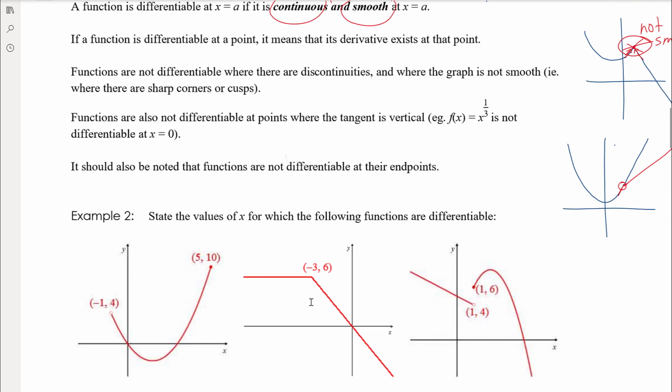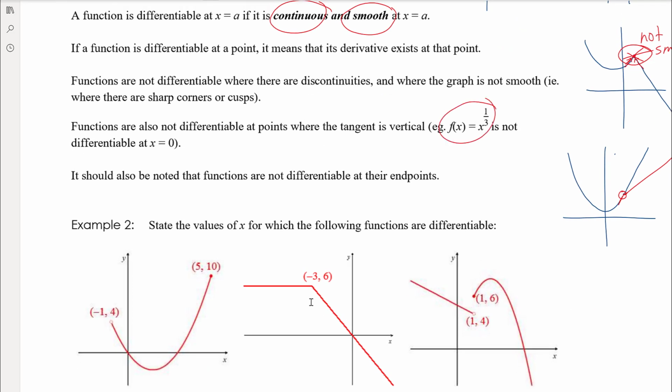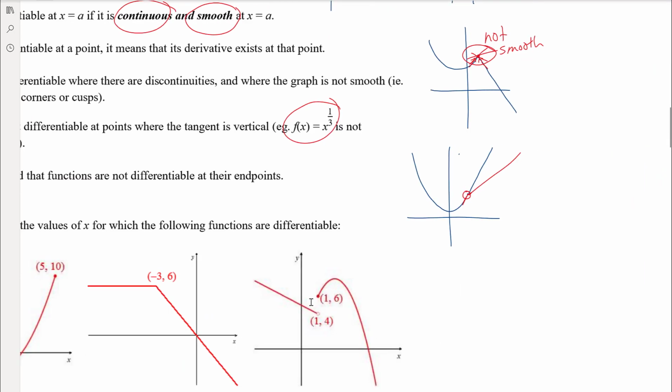So let's think about, we have met a graph type where this happens. If we think about f of x equals x to the power of a third, remember that's the inverse function of x cubed. So that is the sideways cubic. So at this point, when x equals 0, we get a vertical tangent. And so therefore we know the gradient of a vertical line is undefined, and therefore the graph would not be differentiable at that point.